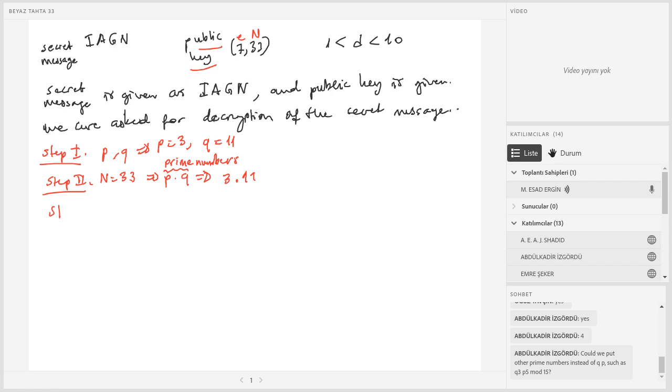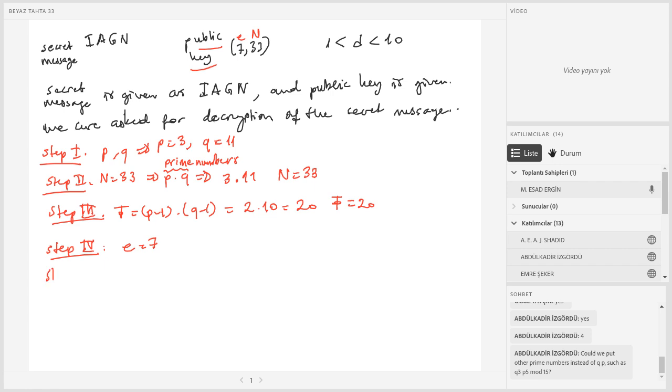And now we are going to find the Euler totient, which is our third step. The Euler totient, which is P minus 1 multiplied by Q minus 1, which is 2 multiplied by 10, which is 20. Okay, so N equals 33 and Euler totient equals 20. Now, step 4, E is given, which is 7 in our case. So step 5, we are going to find the D.